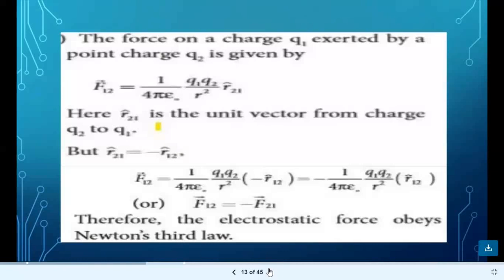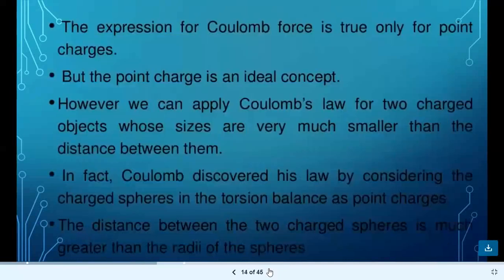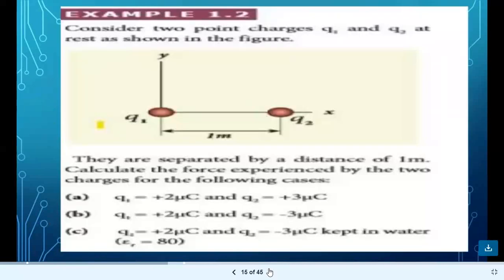That is the formula of Coulomb force: 1 upon 4 pi epsilon naught Q1 Q2 upon R square. This is the vector form of the electrostatic force. The expression of Coulomb force is true only for point charges. However, we can apply Coulomb's law for two charged objects also. So what we can say is that the Coulomb force can be calculated in that way.